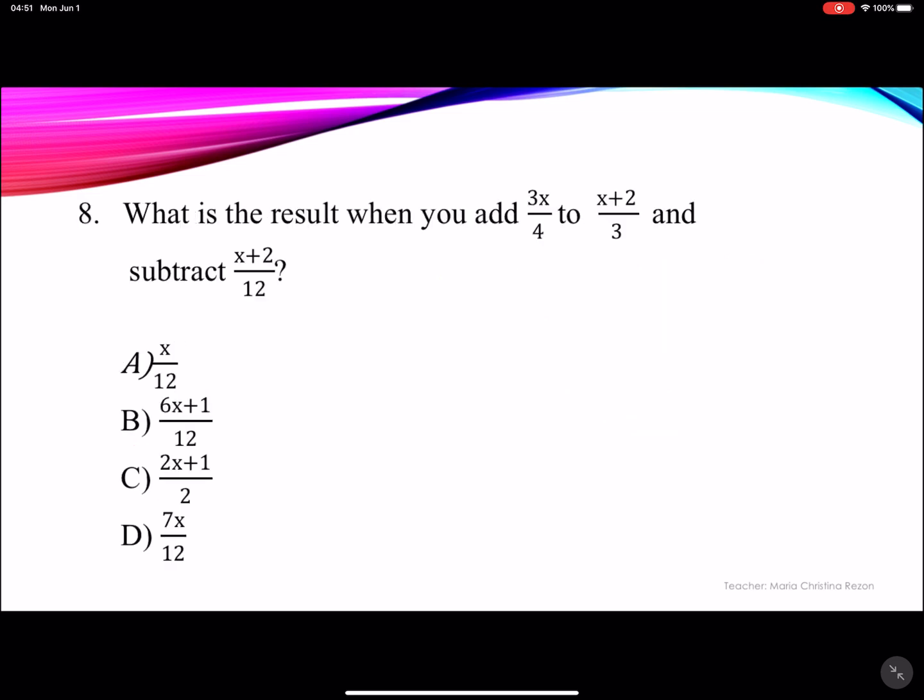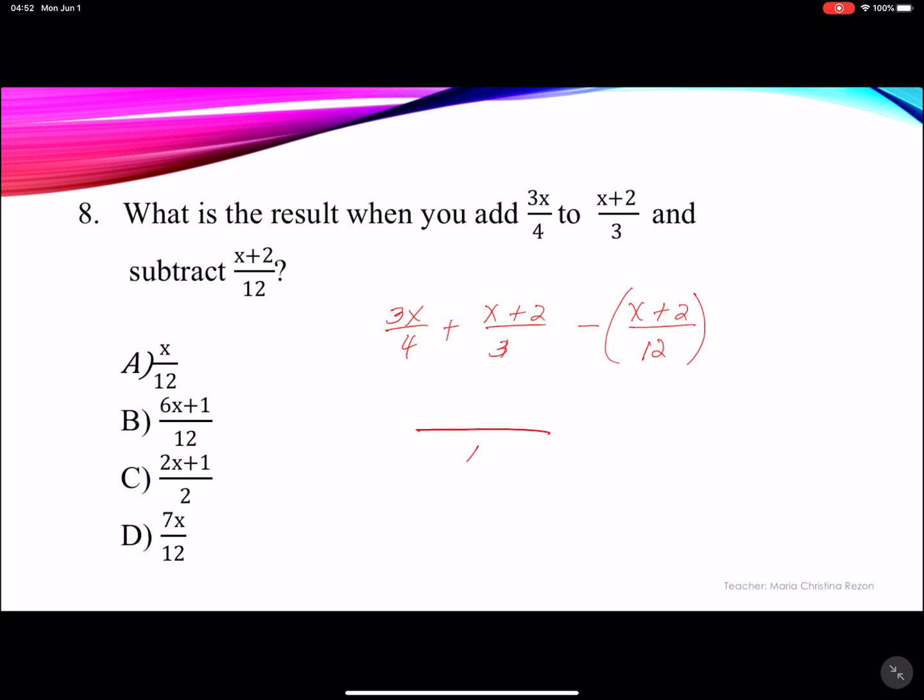What is the result when you add 3x over 4 to x plus 2 over 3 and subtract x minus 2? Okay, so the first thing that you're going to do is add 3x over 4 plus x plus 2 over 3, minus x plus 2 over 12.